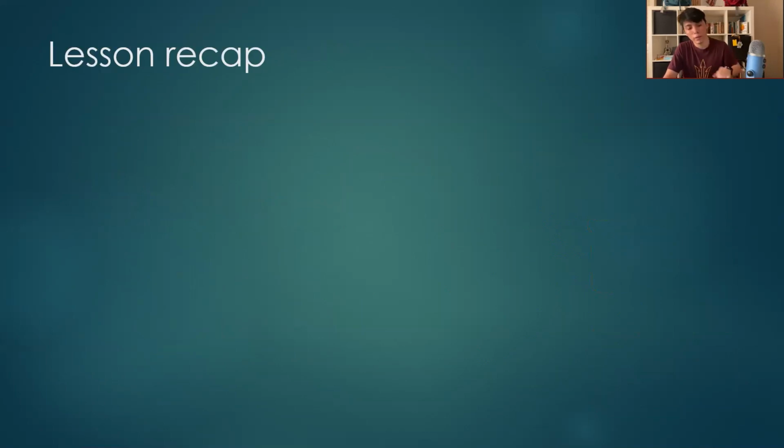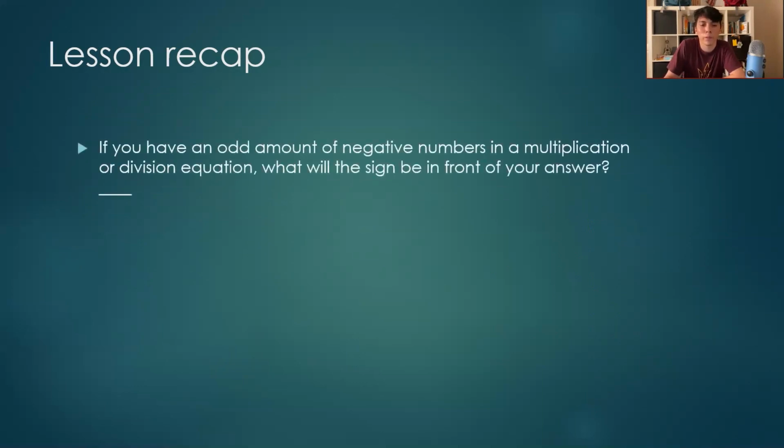Okay, so now we're at the lesson recap. I'm just going to ask you a few questions, and every time I ask a question, just pause the video, think about it, and play the video just so you can see the answer. And every time I ask a new question, pause it again and repeat. Okay, so if you have an odd amount of negative numbers in a multiplication or division equation, what will the sign be in front of your answer? Okay, pause, think, resume. You should have gotten a negative number in your solution.